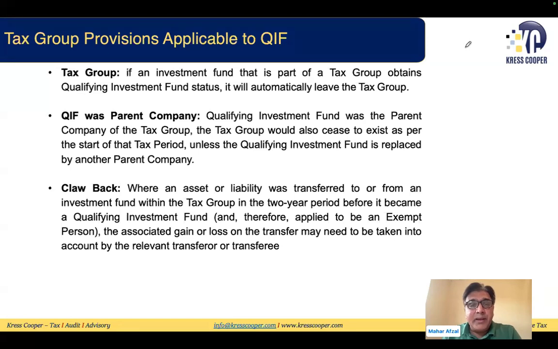The clawback will be applicable on the tax group as well if there were any transactions between the group members that were made at book value, where any gain was not recognized. So if any investment fund is now becoming a qualifying investment fund within 2 years from the date of the original transfer or initiation of that transaction, then the clawback will be applicable and the transaction needs to be treated at market value. The transferor needs to consider the gain. If the transferor is no longer existing, then the transferee needs to consider the gain.